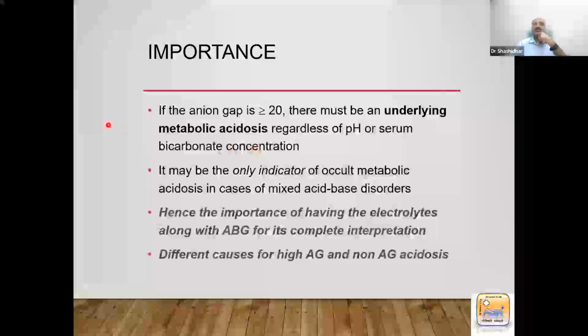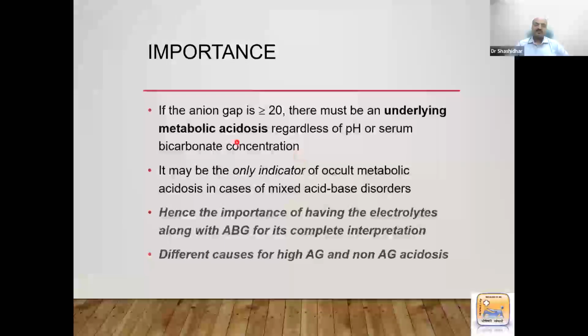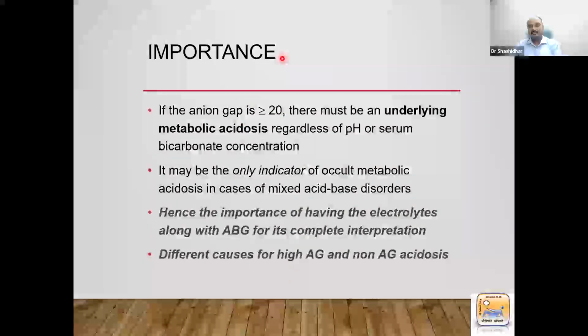Why is it important to know the anion gap? So now I think you know how to calculate this anion gap. That is by using this formula: the anion gap equals sodium minus chloride plus bicarb. That is plus or minus 2 because we are not considering potassium. If the anion gap is more than 20, that means there must be an underlying acidosis regardless of pH or bicarb. Sometimes it can be the only indicator of a mixed, partially compensated mixed acid-base disorder. That's why we should have electrolytes along with the ABG for its complete interpretation, especially in metabolic disorders.